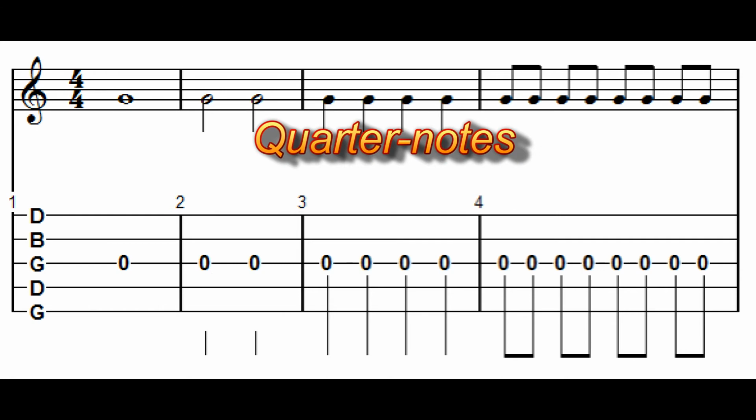Now, in the third measure, the quarter note is played 4 times. The first note receives a count of 1, the second note a count of 2, the third note a count of 3, and the fourth note a count of 4 to complete the measure duration of 4 beats. Now listen to the audio.